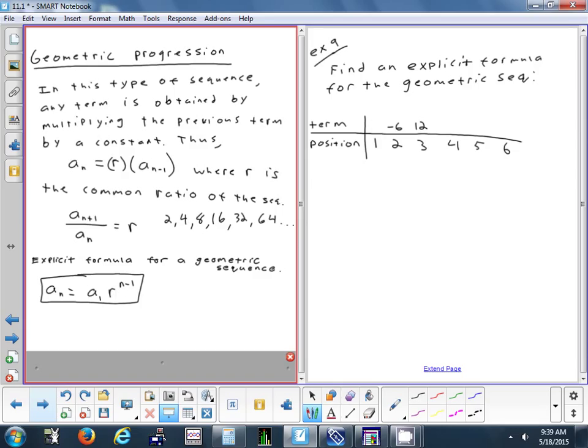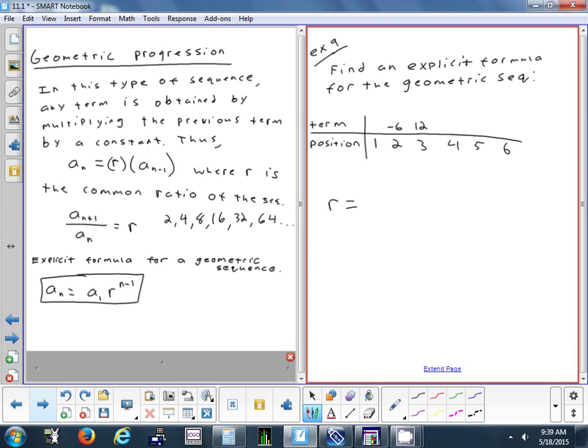Okay, so two things I need to find are a sub 1 and r. What could I find using those two numbers, -6 and 12? Could take those two numbers, do something with them, and that'll give me one of my letters right away. Yeah? You can find r. Yeah, I can find r. Okay, what would be my fraction I would set up to find r? Josh? 12 over -6. Yeah. Just take any term, divide by the one before it, and that tells you what you're multiplying by each time. Somewhat obvious here, you could probably figure it out. But when you have messy fractions or decimals, if you can't figure it out in your head, just take a term, divide by the one before it.